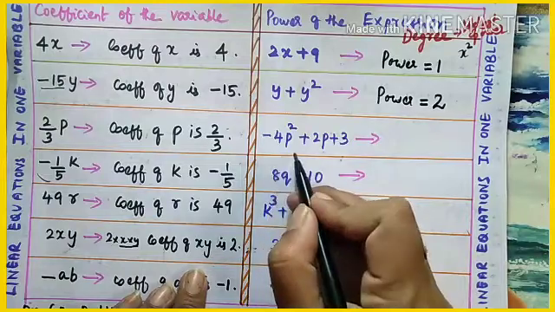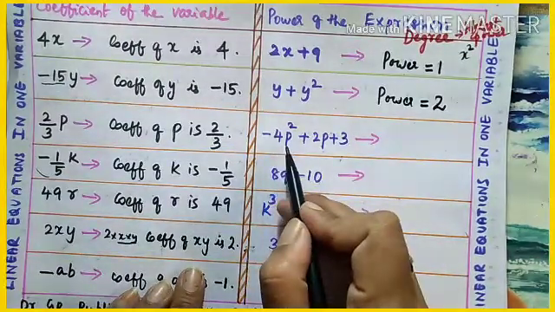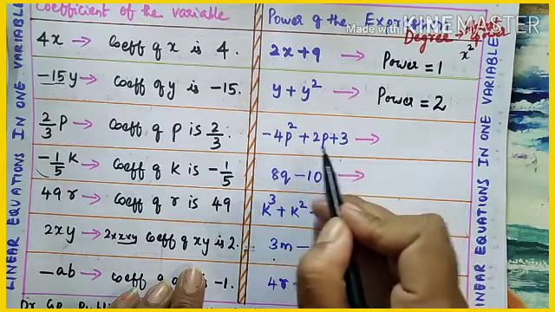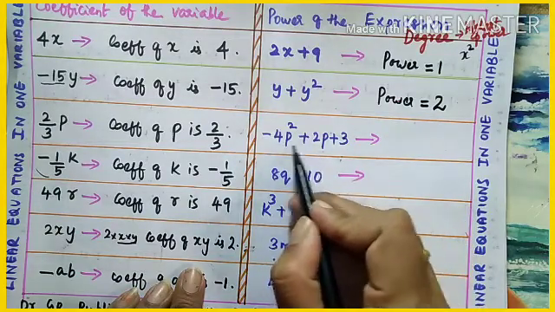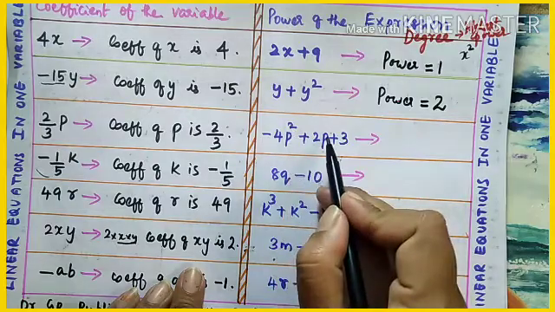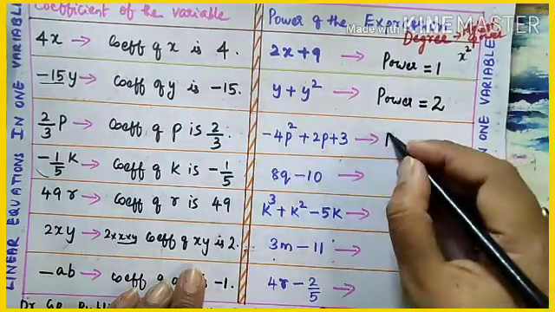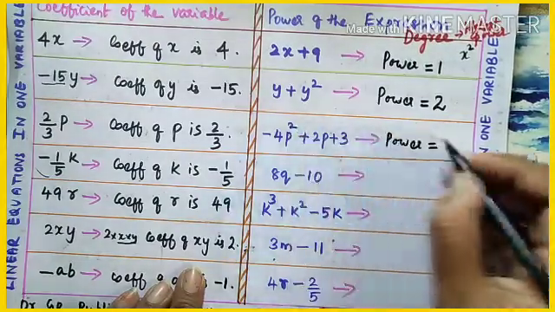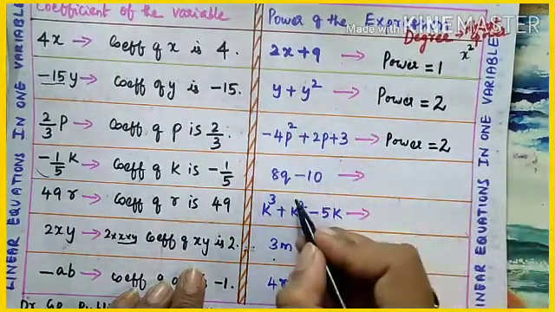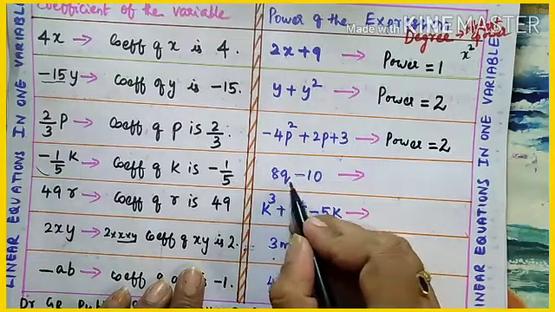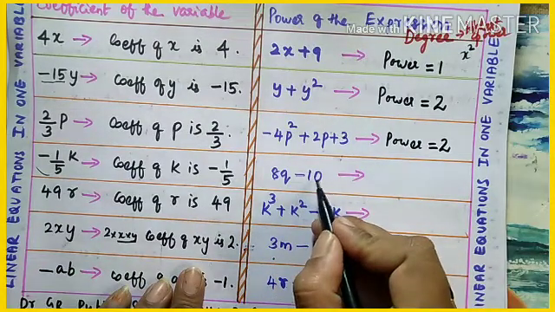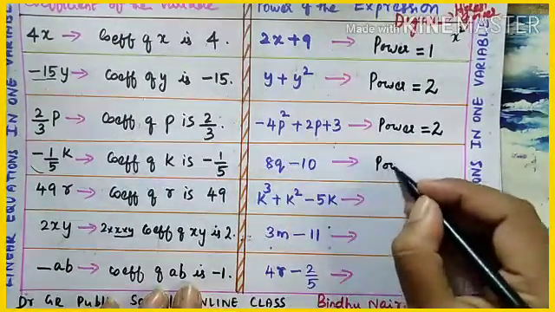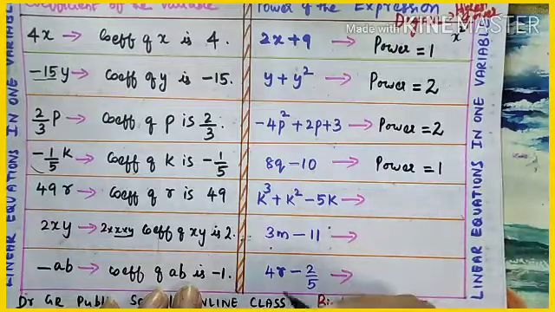Now see the third example. Minus 4p square plus 2p plus 3. 3 terms are there. In the first 2 terms, p square is here and p is here. So the power of this expression is 2. Now come to this example, 8q minus 10. Who is the variable here? q. What is the power of q? 1. So power is 1.